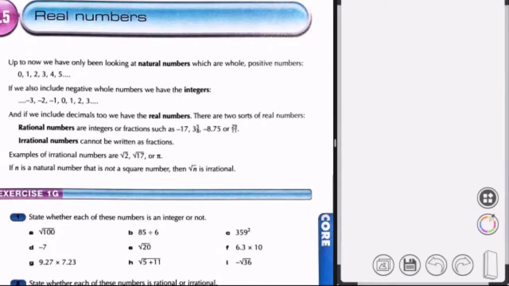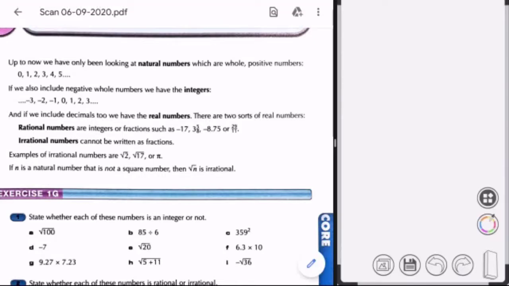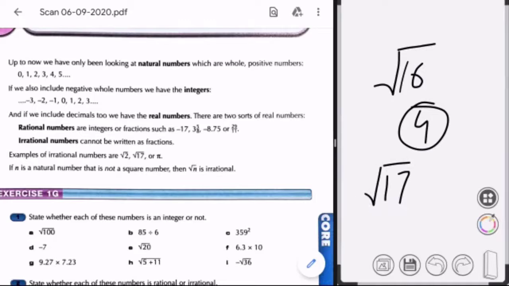If n is a natural number that is not a square number, then the square root of n is an irrational number. Any number which is not a square number, its square root will be an irrational number. For example, the square root of 16 is 4, so this is not an irrational number. But the square root of 17 will be irrational, because the answer will not come as a whole number. That is the simple difference.